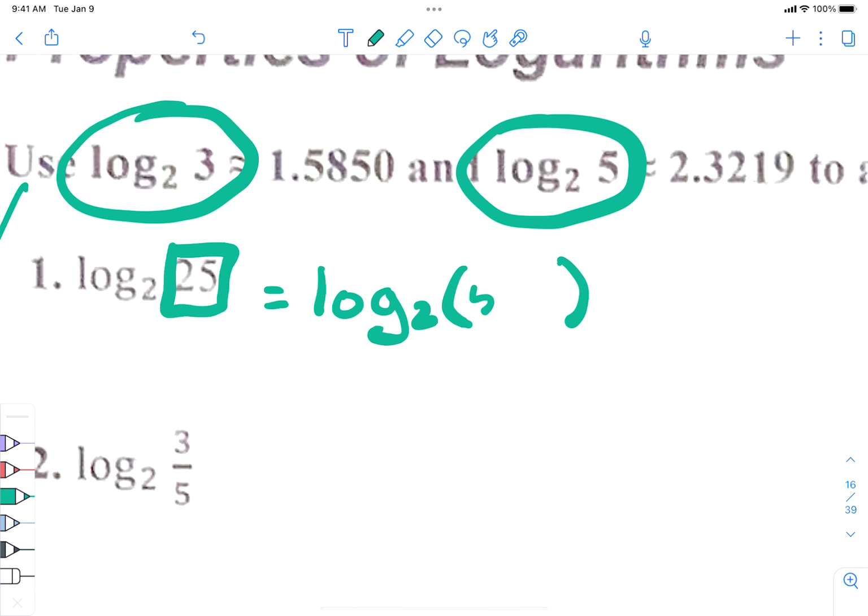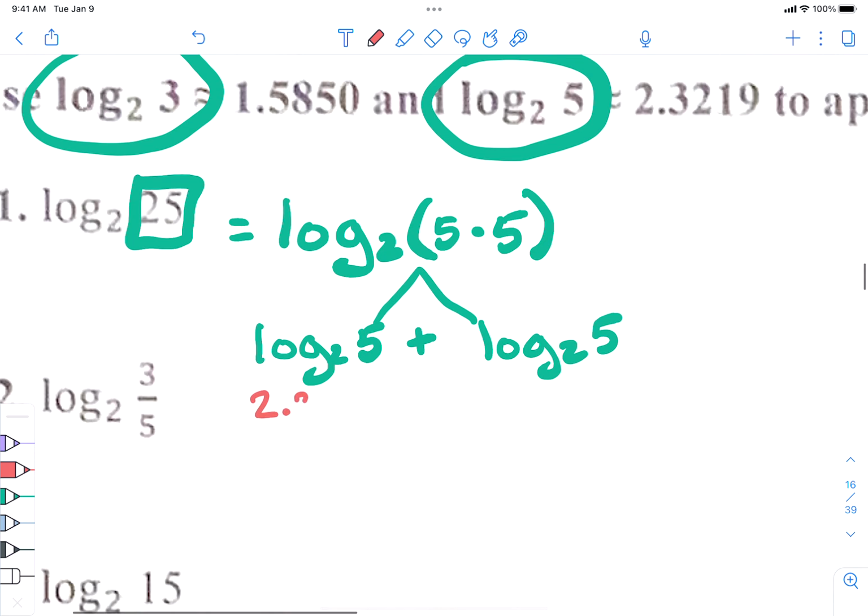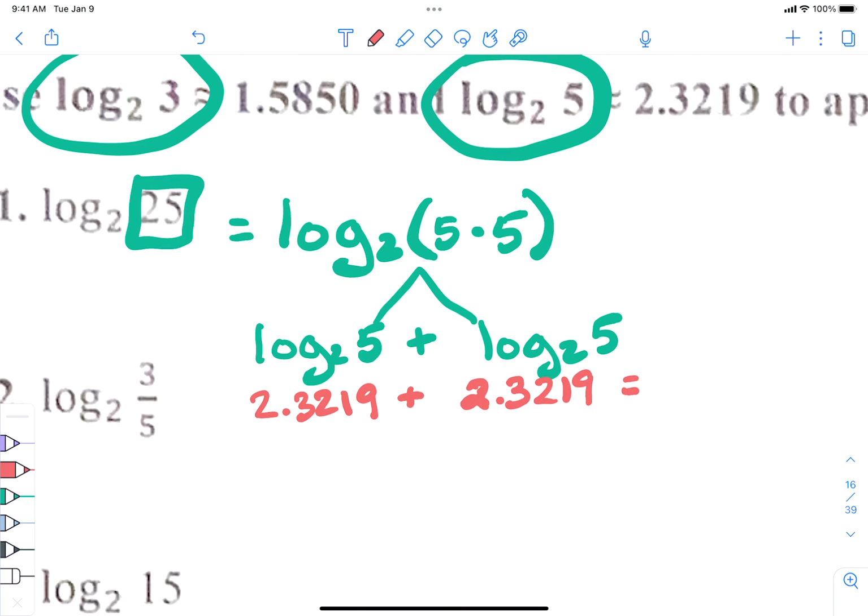But multiply means add. So if I break this into 2 pieces, I have 2 logs: log base 2 of 5 plus log base 2 of 5. What is log base 2 of 5? 2.3219. 2.3219 plus 2.3219. Just add them both. So you're just adding those together. It's 4.6438.